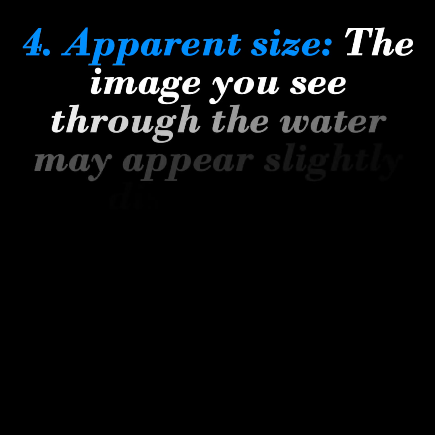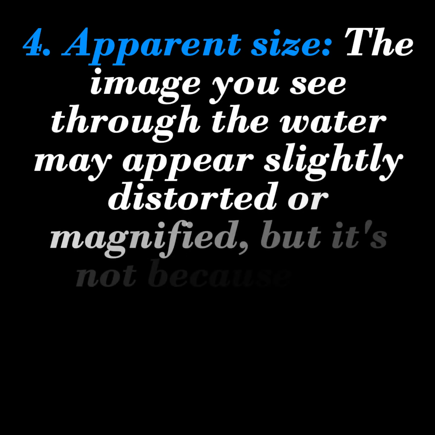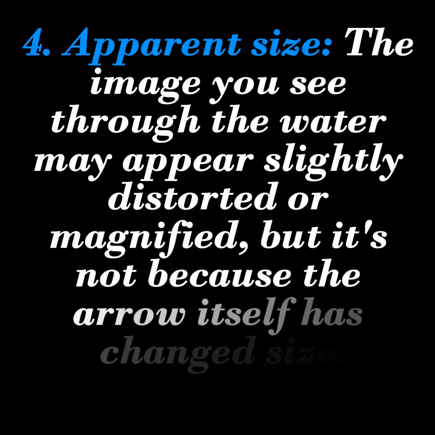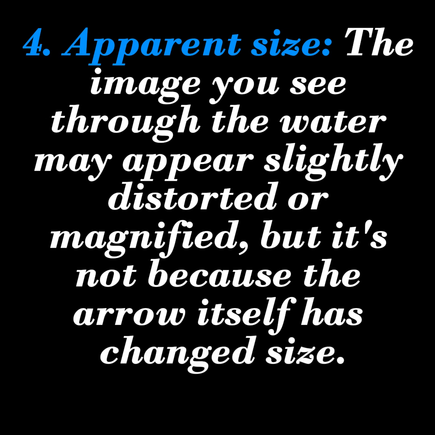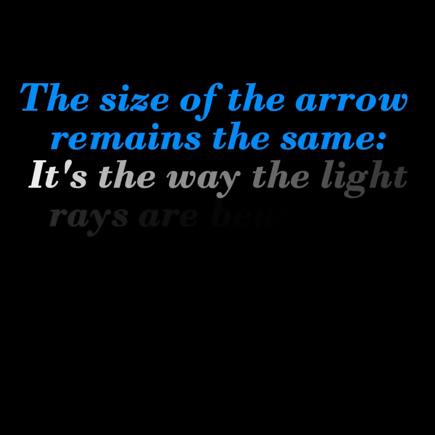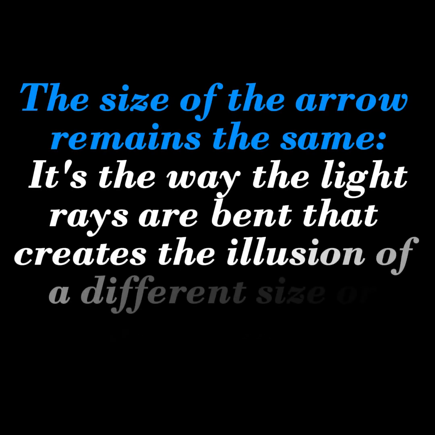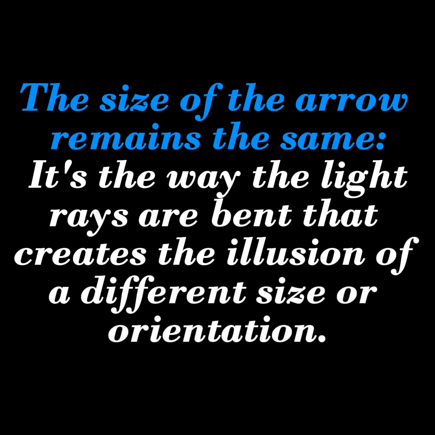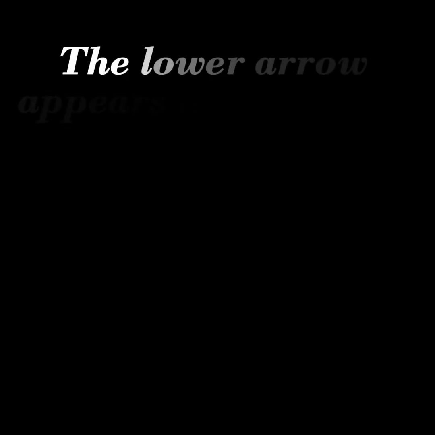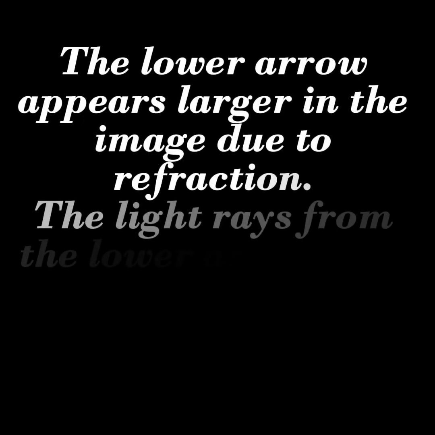4. Apparent size. The image you see through the water may appear slightly distorted or magnified, but it's not because the arrow itself has changed size. The size of the arrow remains the same. It's the way the light rays are bent that creates the illusion of a different size or orientation. The lower arrow appears larger in the image due to refraction.